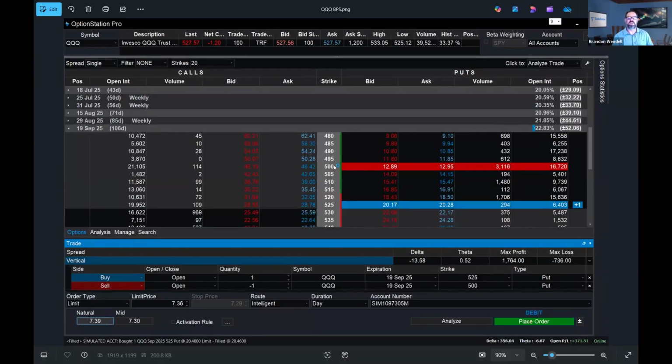If the price continues beyond 500 to the downside, then I would not be able to gain any more profit beyond 500 by doing the spread. So right now, my max profit, which I'm probably not going to get anyway, remember, I'm expecting to bounce before 500, would be $1,764. And I spent $736 to open that position. That's actually a max loss as well.